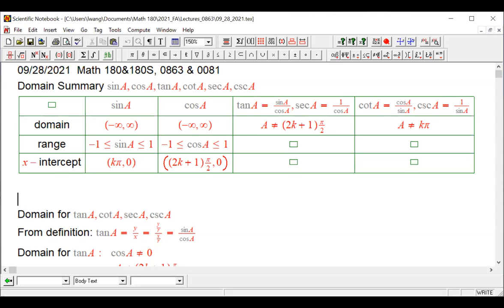Before we go further, we have 7 minutes left.